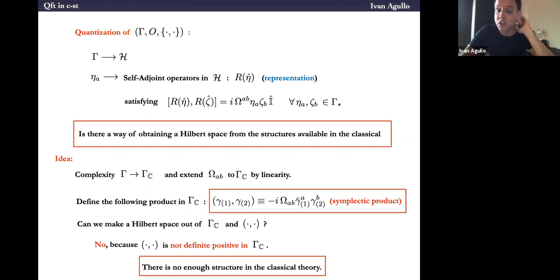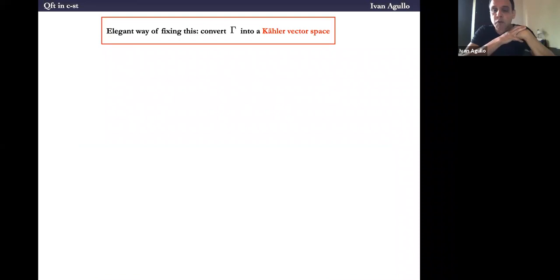There is not enough structure in the classical theory. We need to add something extra. Important message: there is not enough structure in the classical theory to build a Hilbert space. There is an elegant way of fixing this. And the elegant way is to convert gamma, the real phase space, into a Kähler vector space. This Kähler vector space is going to be the geometry of linear quantum mechanics. Let me tell you what a Kähler vector space is. It sounds fancy, but there is nothing magic in it.